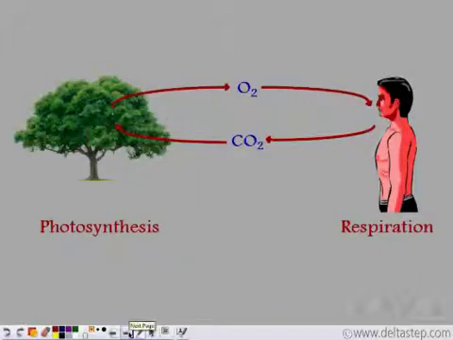See, the oxygen that is produced during the process of photosynthesis by plants is in turn taken by man when we are breathing in, and man gives out air rich in carbon dioxide, which is again taken by the plants for the process of photosynthesis through which green plants can manufacture food.